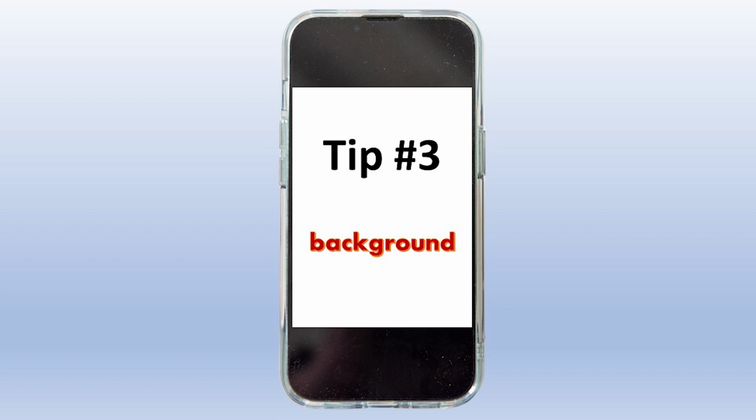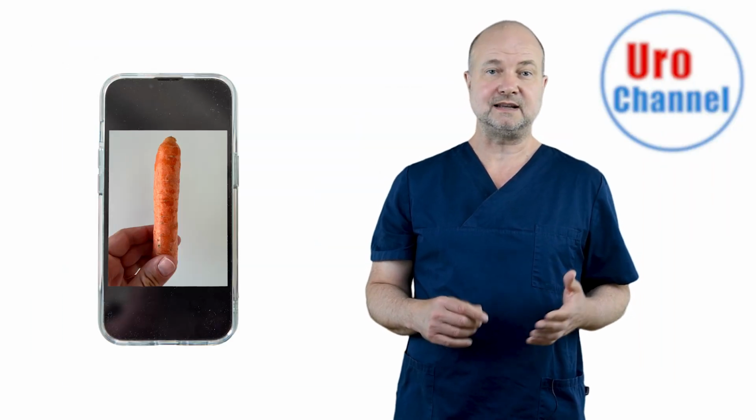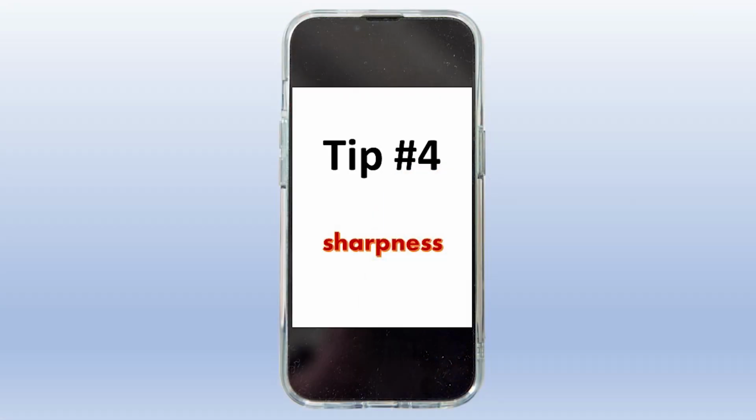Tip number 3 is about the background you choose. Use something neutral, preferably plain and light, to make a good contrast to the penis. Background is also important because it is a detail of your photo which may distract from the main purpose of the photo. Tip number 4 is about sharpness. It is still possible to mess that up by holding the camera too close to the object, but as a rule, cameras have become so good at focusing that you don't have to worry about it anymore.